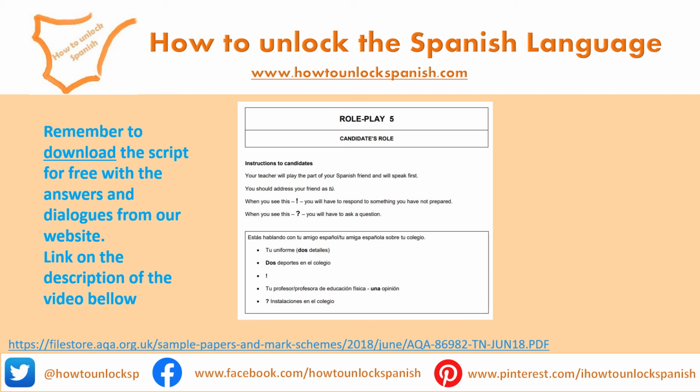¿Cuántas clases de educación física tienes cada semana? Tengo 2 clases de educación física cada semana. ¿Qué piensas de tu profesor de educación física? Me gusta el profesor de educación física porque es divertido. ¿Hay buenas instalaciones en tu colegio?